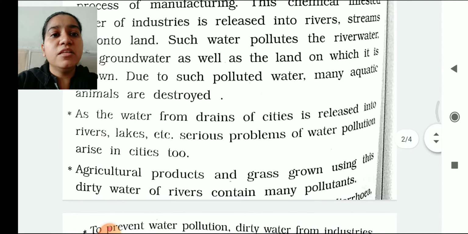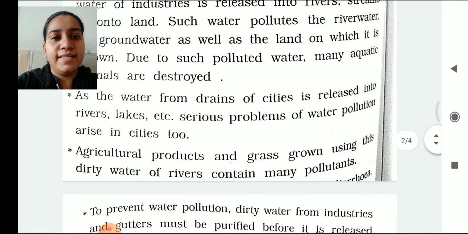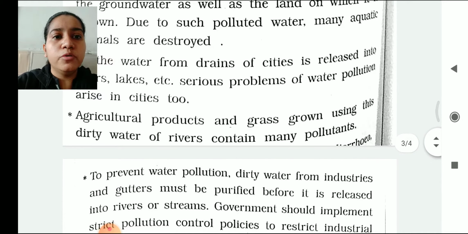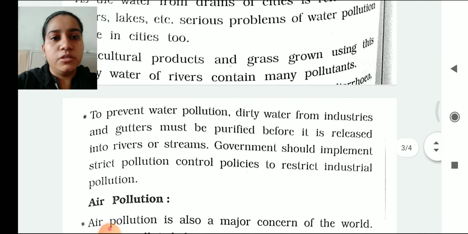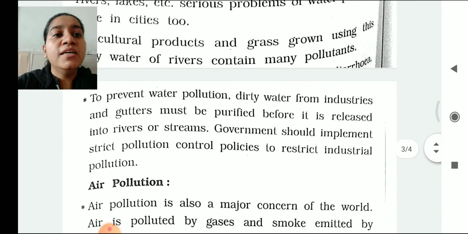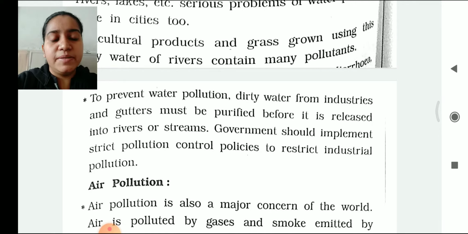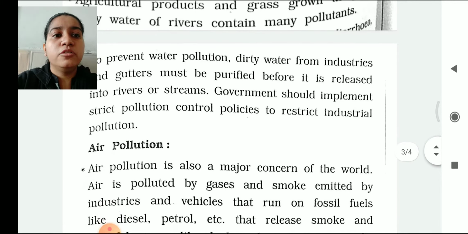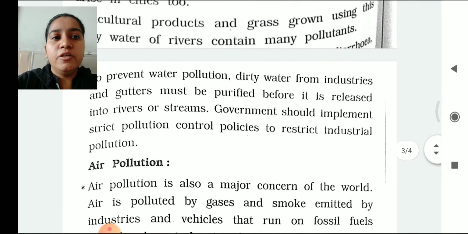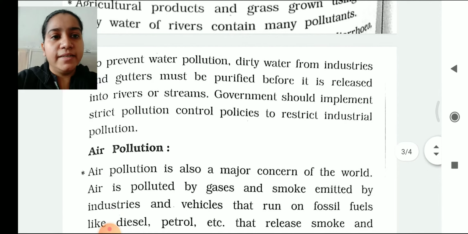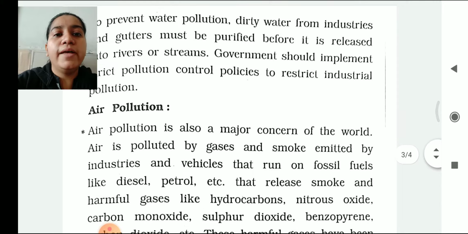As the water from the drains of the cities is released into rivers, lakes, etc., serious problems of water pollution also arise in cities. Agriculture produce and grass grown using this dirty water contains many pollutants. To prevent water pollution, dirty water from the industries and gutters must be purified before it is released into the rivers or streams, and hence strict controls should be imposed on the release of this water from the industries. Now let's look into air pollution.